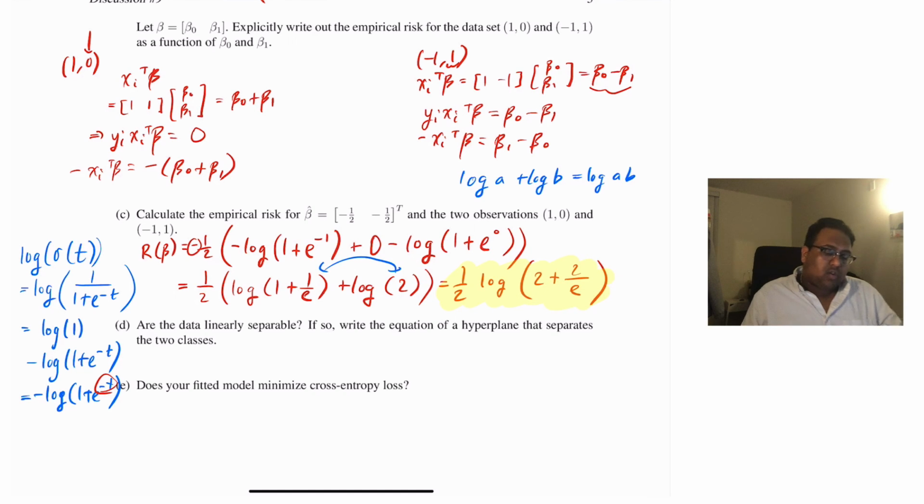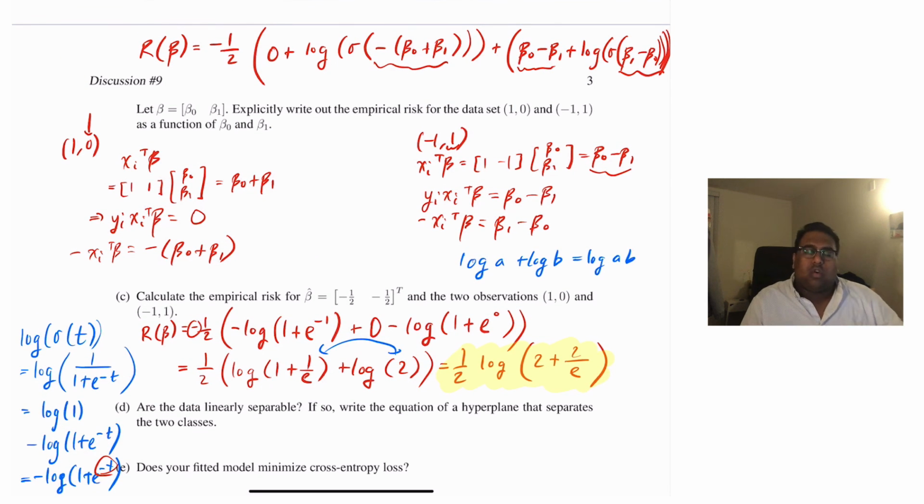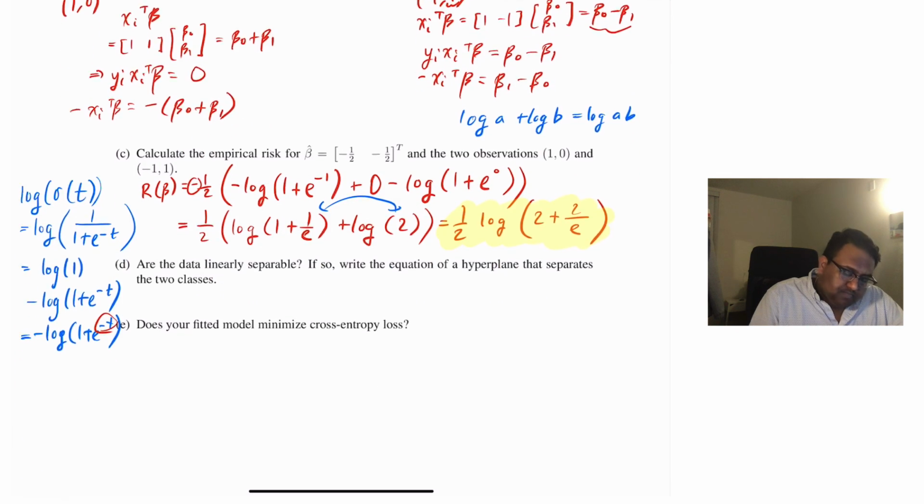So that's the empirical risk for this data set, where our observations are 1 with class 0 and negative 1 with class 1, with the fitted beta being negative 1/2 and negative 1/2. It's a lot of arithmetic, and we went through it pretty quickly, but I highly recommend you either watch this again or take a look at the solutions to make sure you can work out all of these calculations on your own. Okay, D, are the data linearly separable?